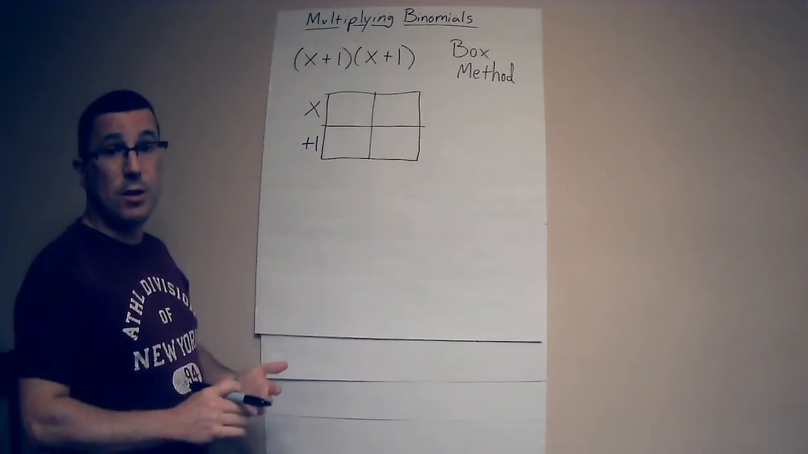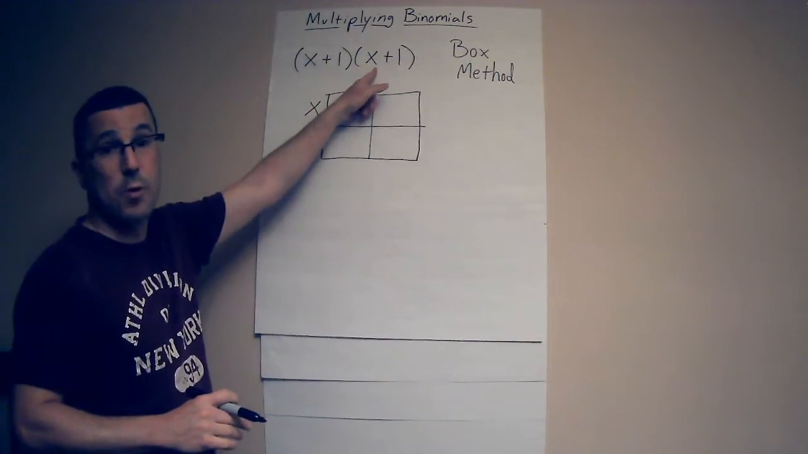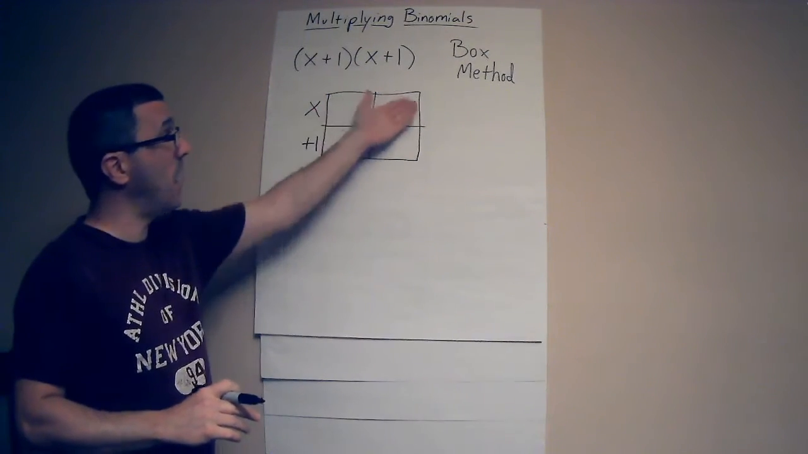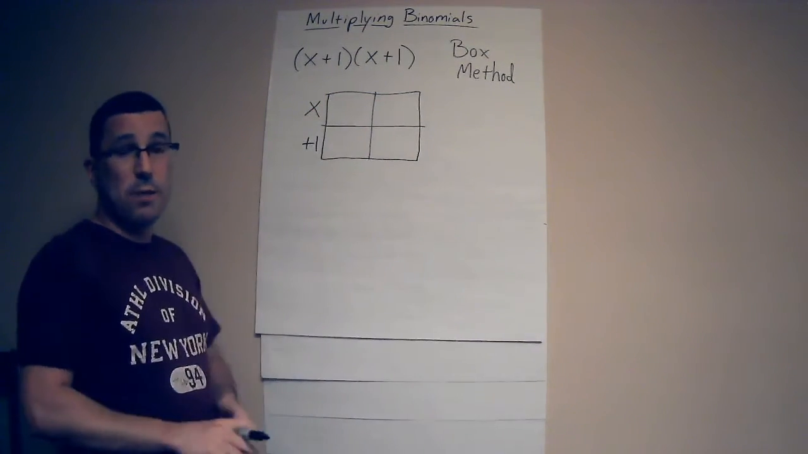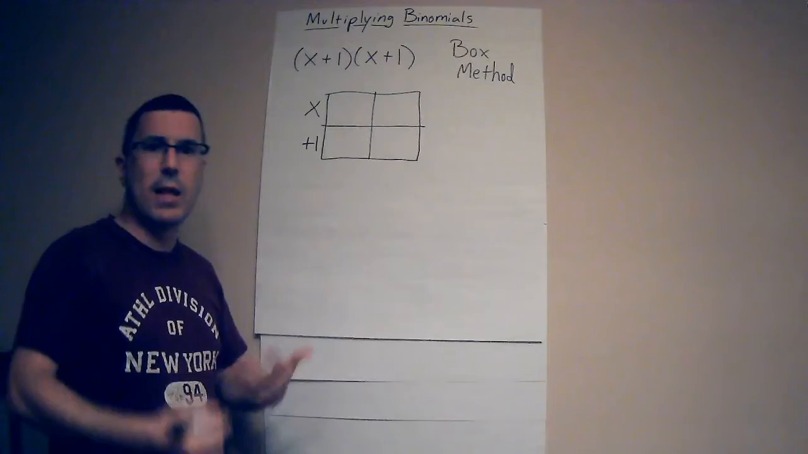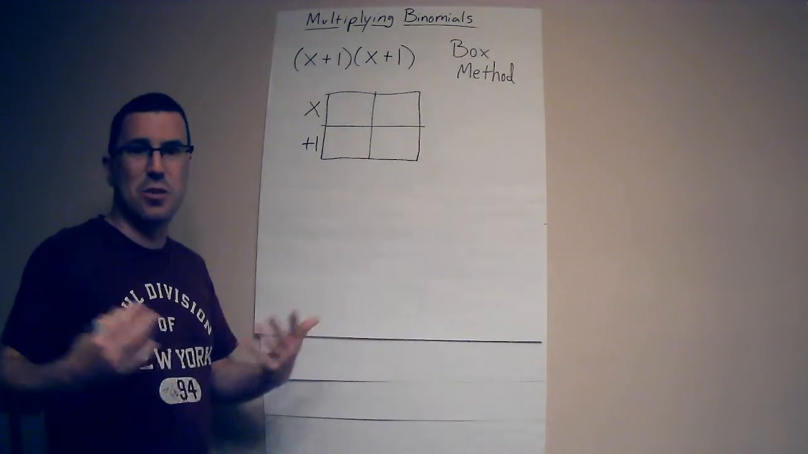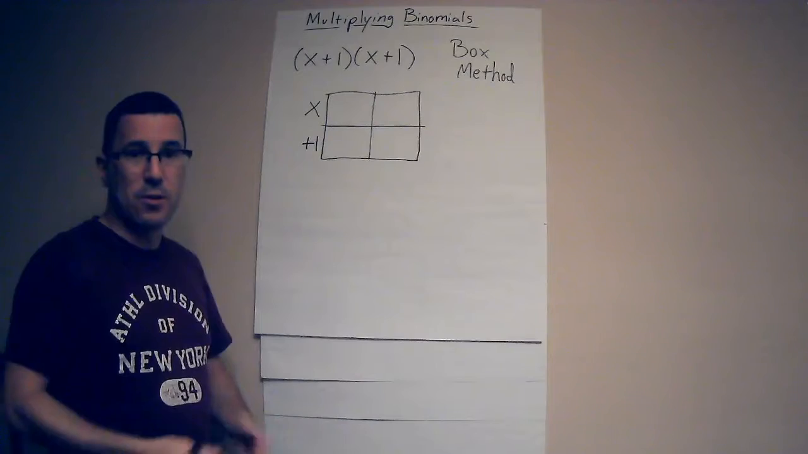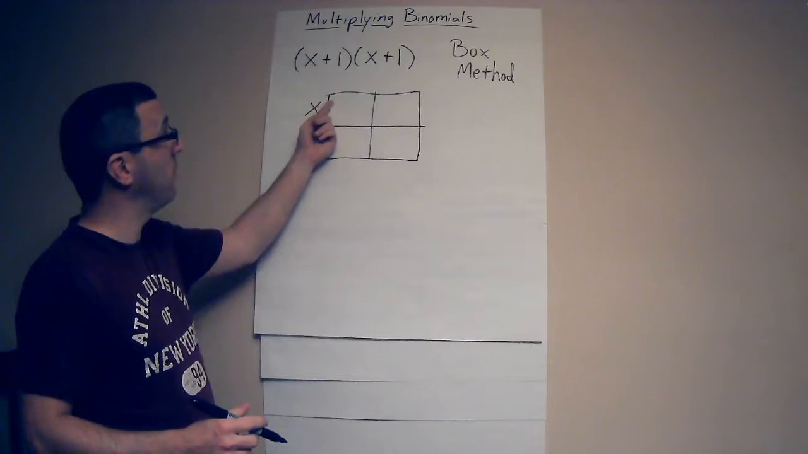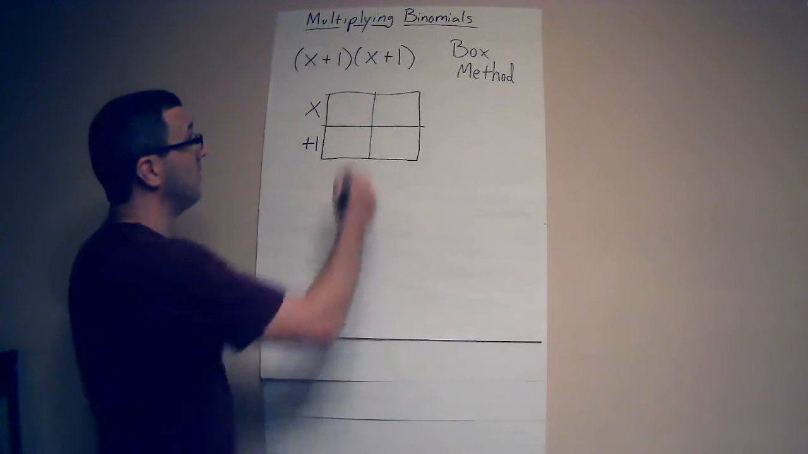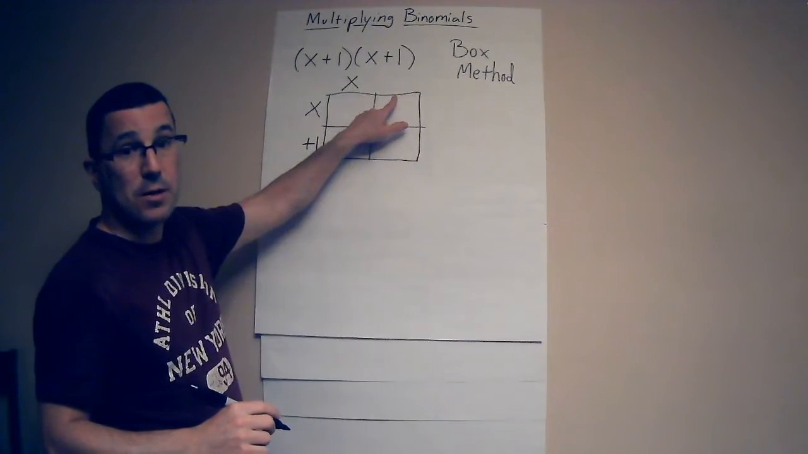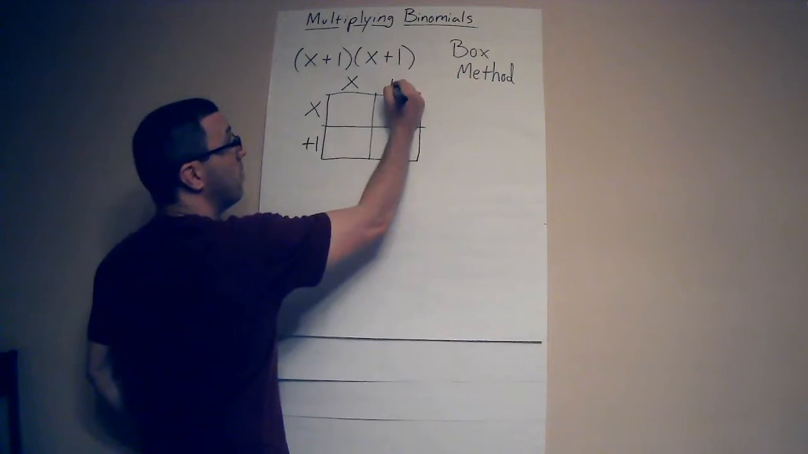Next I'm going to take my second binomial, which in this case is also x plus 1, and I'm going to write it across either the top or the bottom. Again, it's really a preference thing. It's what you feel you like better. It's an aesthetic thing, the way it looks. I'm going to do it across the top. So first, above this first box, I'm going to write that x. And across over the second box along the top here, I'm going to write plus 1.